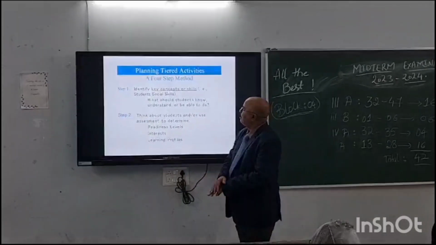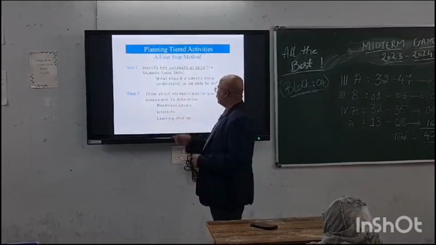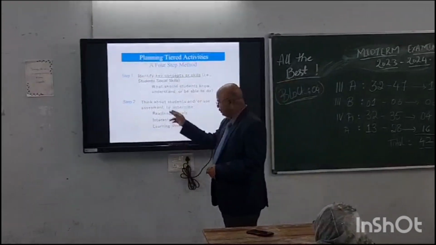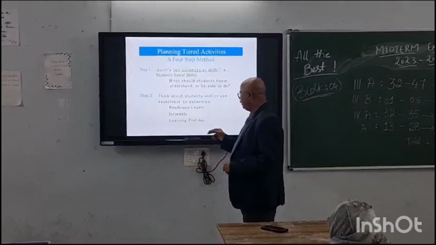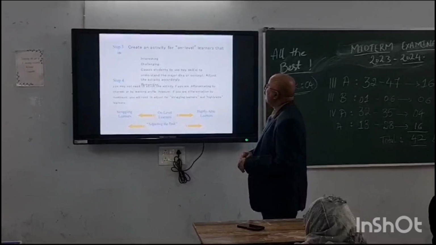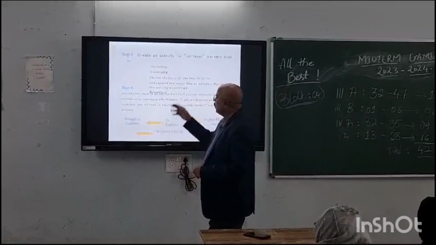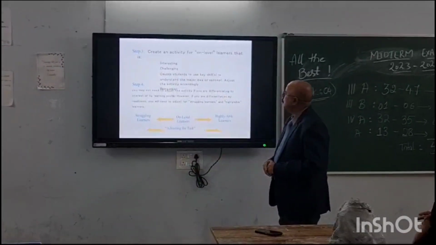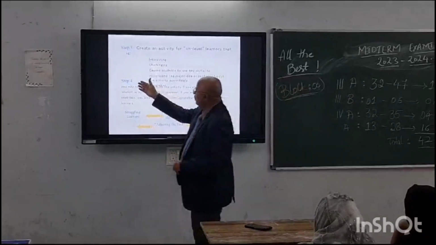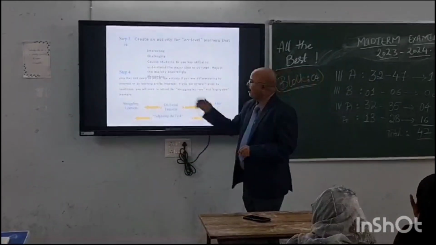There are four such methods given here. Step one is to prepare for the student, and step two is to think about the students and assessment to determine what exactly they need. Basically, again the same three areas: readiness, interest and learning profiles. Now, step three is to create an activity for online learners that is interesting and challenging, and causes the student to use key skills and understand the major idea concepts. Different areas are there. Similarly, step four, you need to adjust the activity by differentiating by interest or by learning profile.